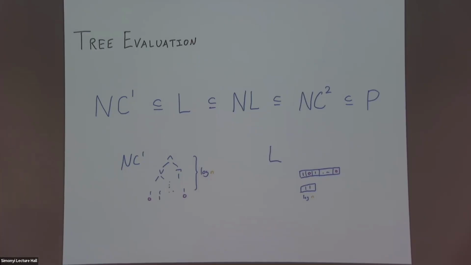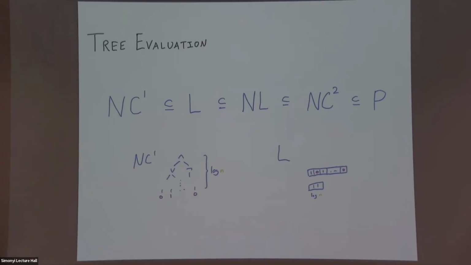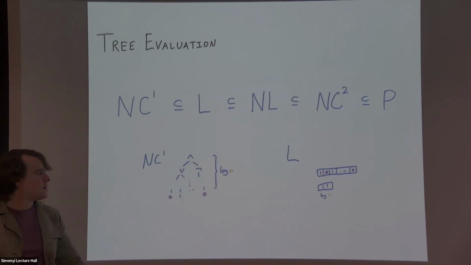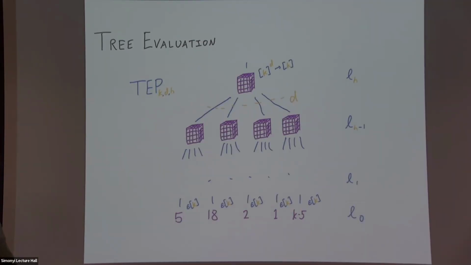And in between, we have some other classes that you've probably dealt with before. We've got non-deterministic log space. We have NC2, which is the same as this NC1 here, but with a log squared. And then at the top end, we have polynomial time. But for today, log space is really going to be the protagonist. And so our antagonist will be this function called tree evaluation.